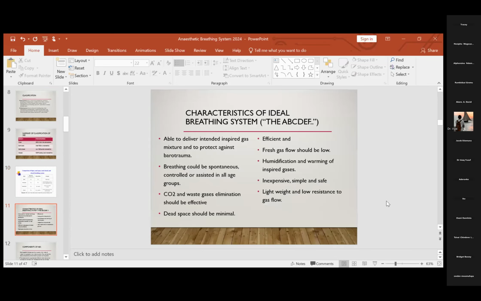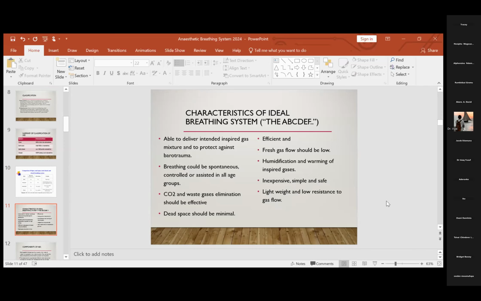All right. So, what are the characteristics of an ideal anesthesia breathing system? Remember the A, B, C, D, E, F. A, it should be able to deliver the intended inspired gas mixture and to protect against barotrauma. B, it should have the option for spontaneous, controlled, and assisted breathing in all ages.